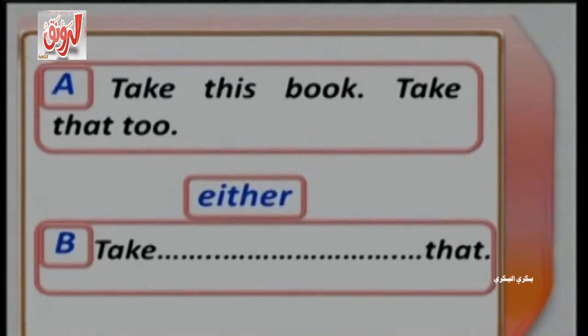Either. Here you have the choice to do something or to leave it. And either as well does not come alone. It is always either or. See the example in A. Take this book. Take that too. There is a possibility for this person to take both actions. We have not to forbid him from taking both books.